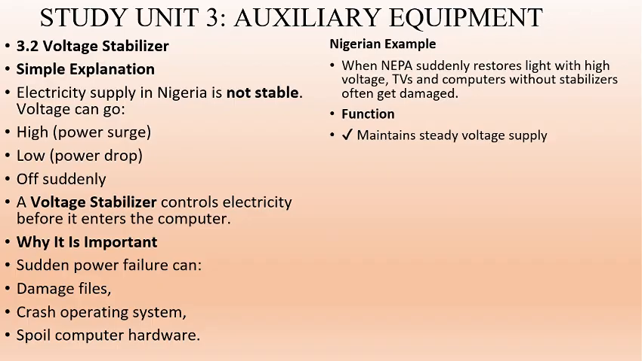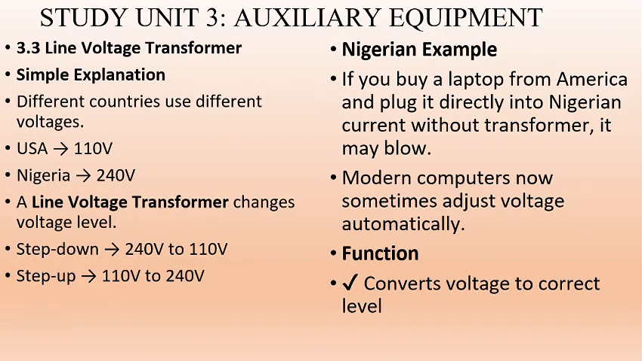So let's look at the line voltage transformer now. For this line voltage transformer, computers are built to operate within a specific range of voltage. So computers are built with different voltages, and different countries use different voltages. The reason is because their electricity voltage is different.